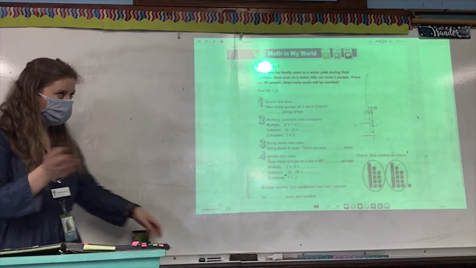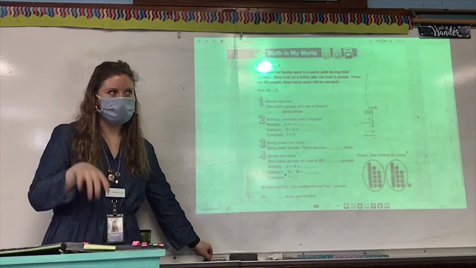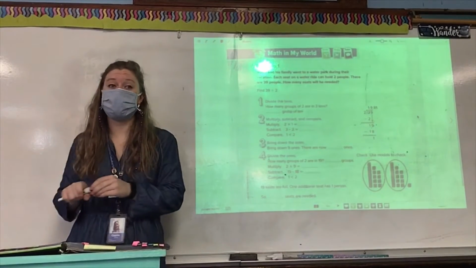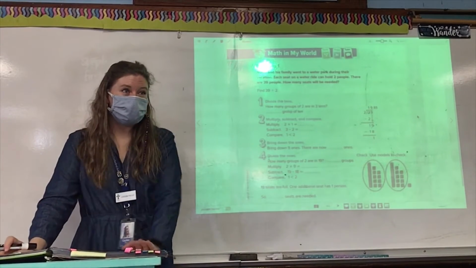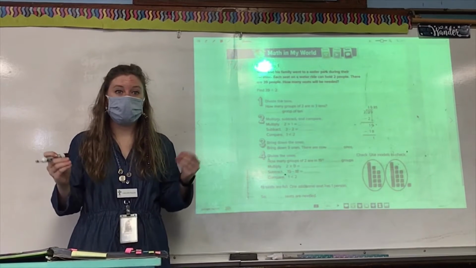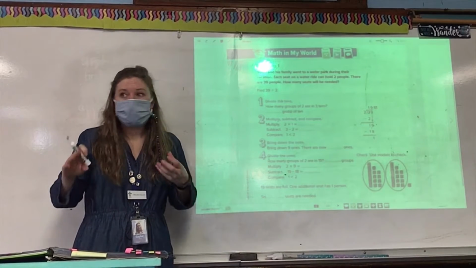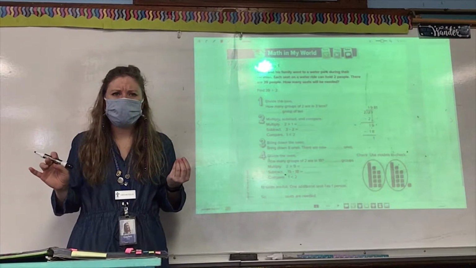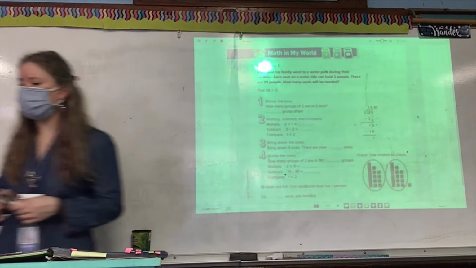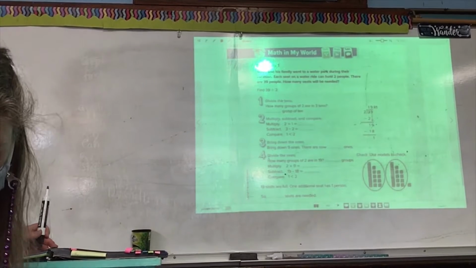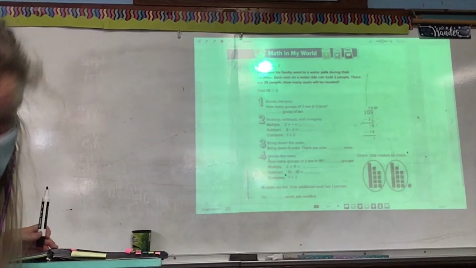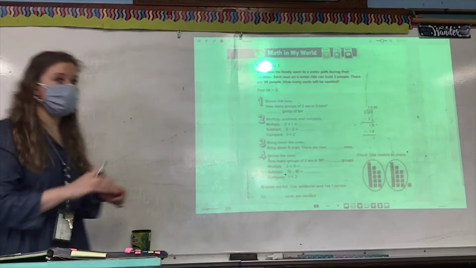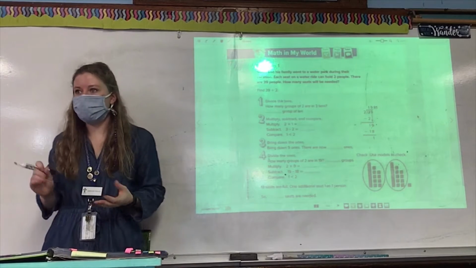So yesterday and Tuesday we learned how to divide using models. Sometimes we were able to fit everything evenly in our models. Sometimes we had leftovers. What were the leftovers called? Mason? A remainder. Well, today we're going to start learning how to do it without using the models.